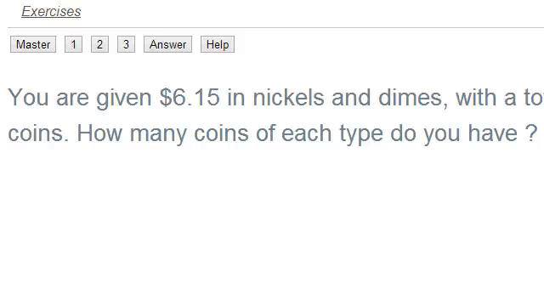In this section, we look at application problems of some of the techniques we learned in the previous sections, which is solving a system of equations in two variables. So let's look at the first problem here.